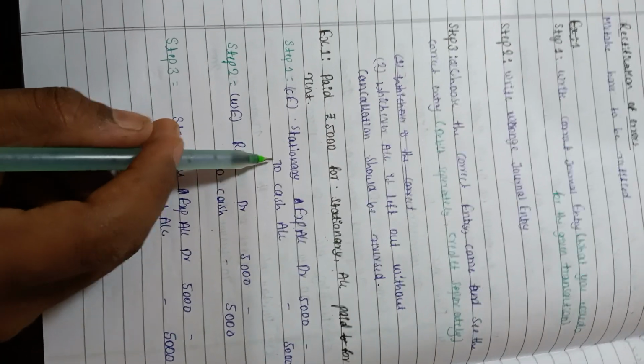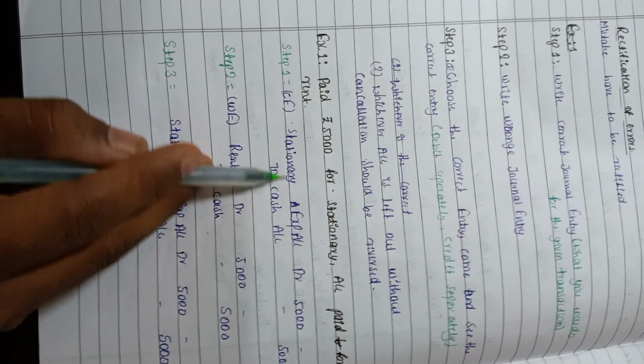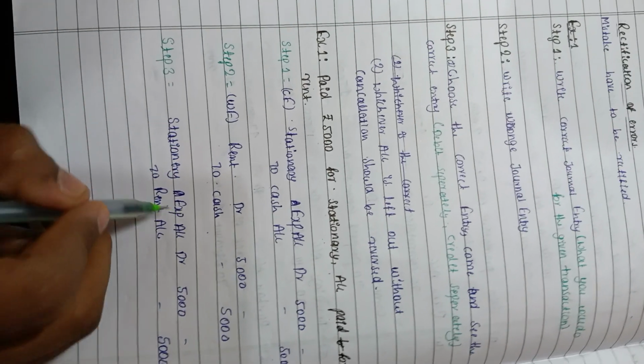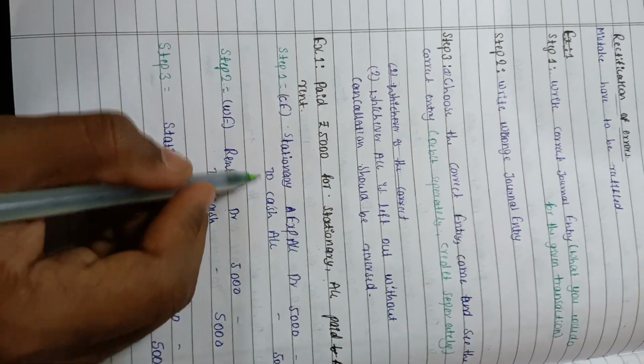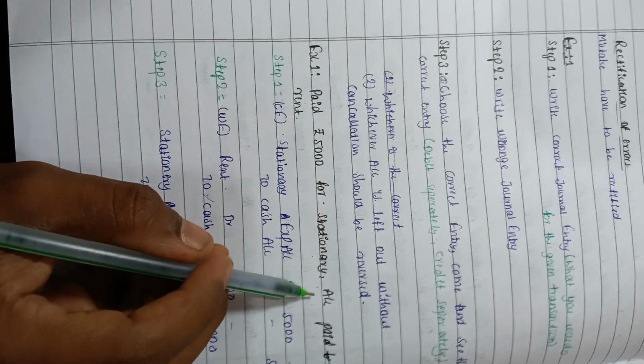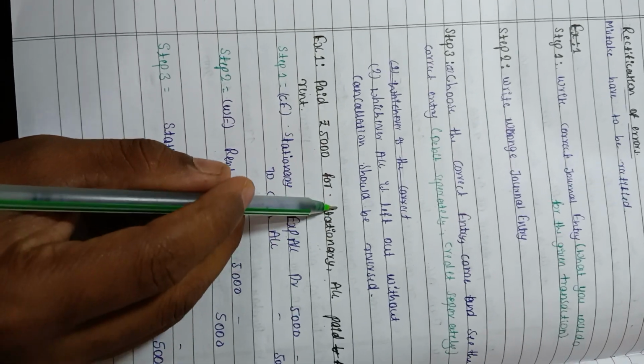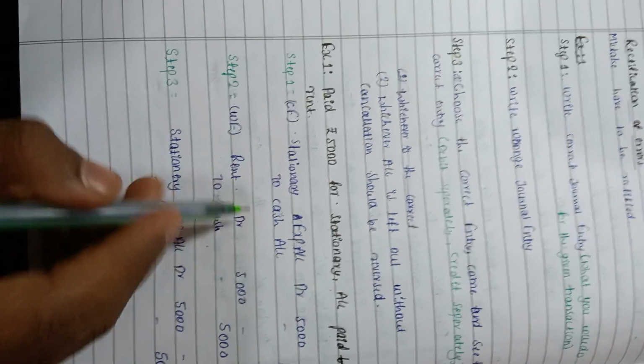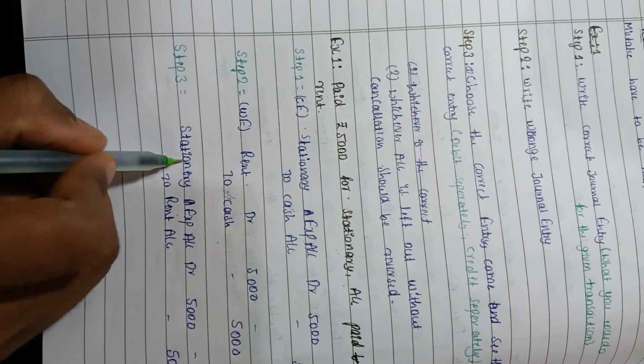Step 3, we have to see first whether stationery account is debited or not. In the wrong entry, not debited means we have to debit it. We have to cancel the cash because this is rectification on stationery, not cash. We have to cancel the cash. We have to debit the stationery.